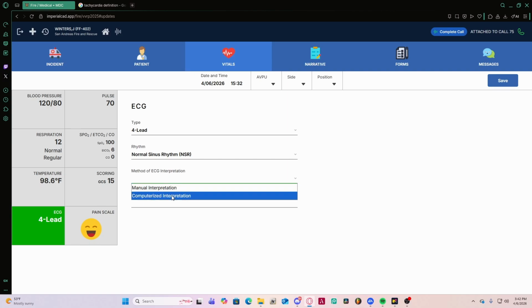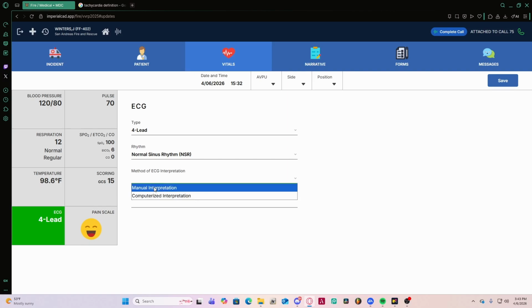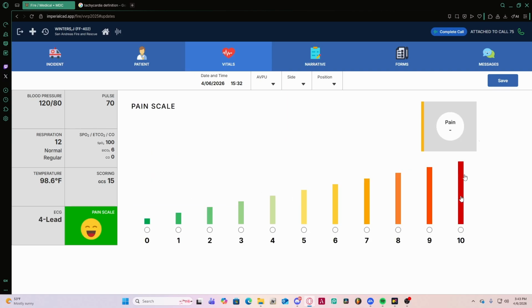Method of ECG interpretation. I'm assuming it would be computerized, the monitor? I'm going to assume that makes the most sense. So boom. And then your pain scale is simple. Just 10 is ouchies, 0 is we're feeling good. So where does your patient land on a scale of 1 to 10, 10 being the worst pain they ever felt in their life, 0 being nothing? Where do we think Testy McTesting is sitting?